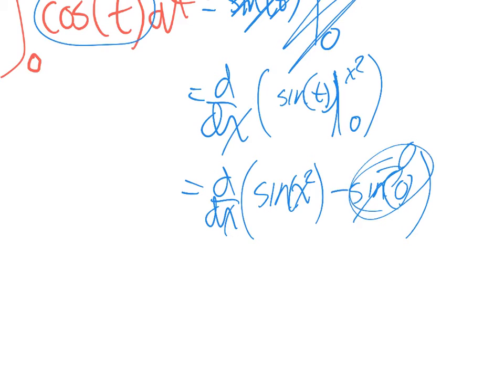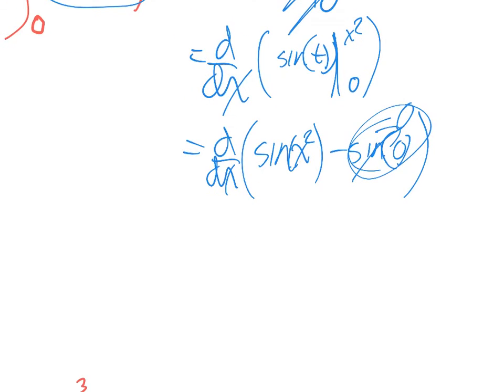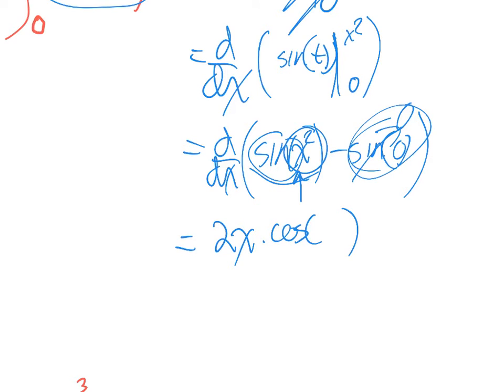Well, I know the sine of 0 is 0. So this is always going to be a constant, so the derivative of that's going to be a constant. How do I do the derivative of sine of x squared? Well, I have to do the chain rule. What's the inside derivative? 2x. What's the outside derivative? Cos brackets. So it's going to be the inside derivative 2x, and the outside derivative cos of x squared.